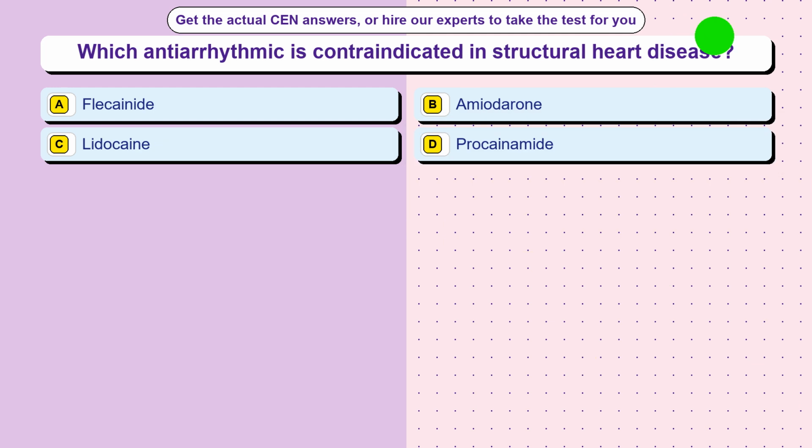Question 53. Which antiarrhythmic is contraindicated in structural heart disease? Option A, flecainide. Option B, amiodarone. Option C, lidocaine. Option D, procainamide.